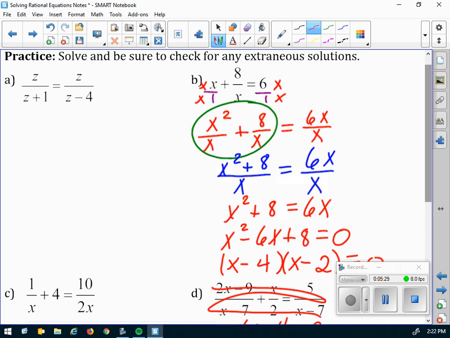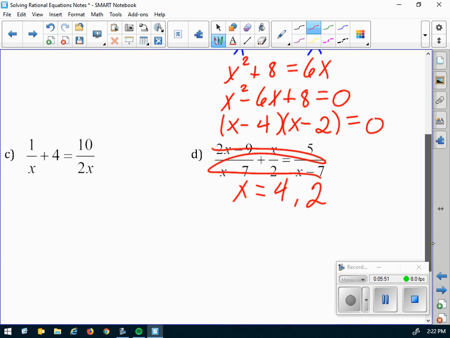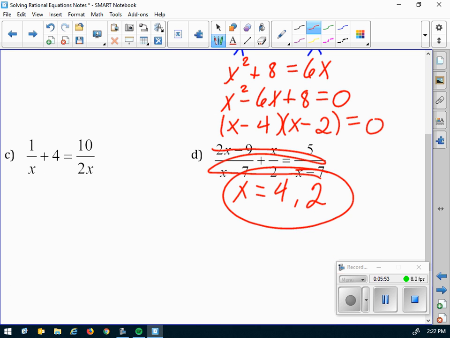If x is 4, then this is 4 plus 2 equals 6. Great. If x is 2, then I get 2 plus 4. Way to go. No. Right. If one doesn't work, it means that one doesn't work, and that's all it means.